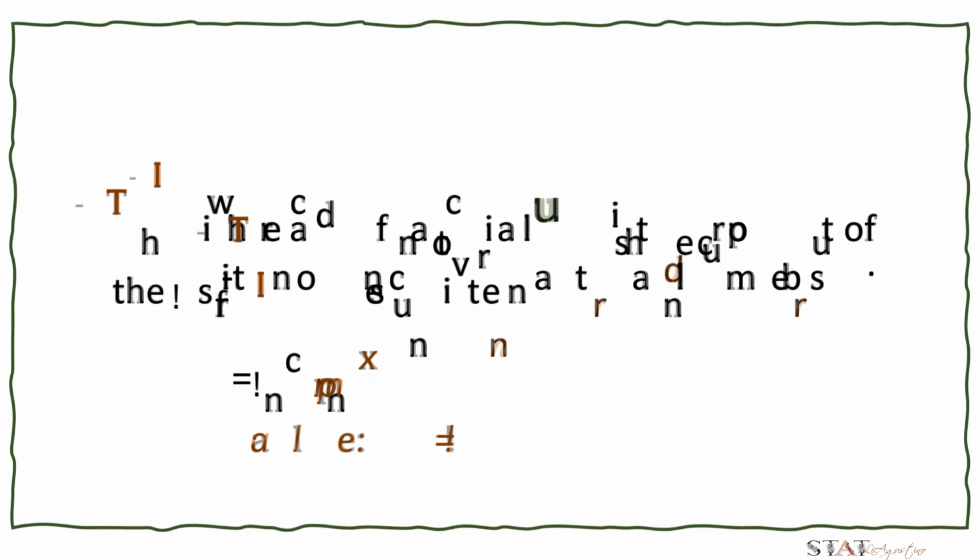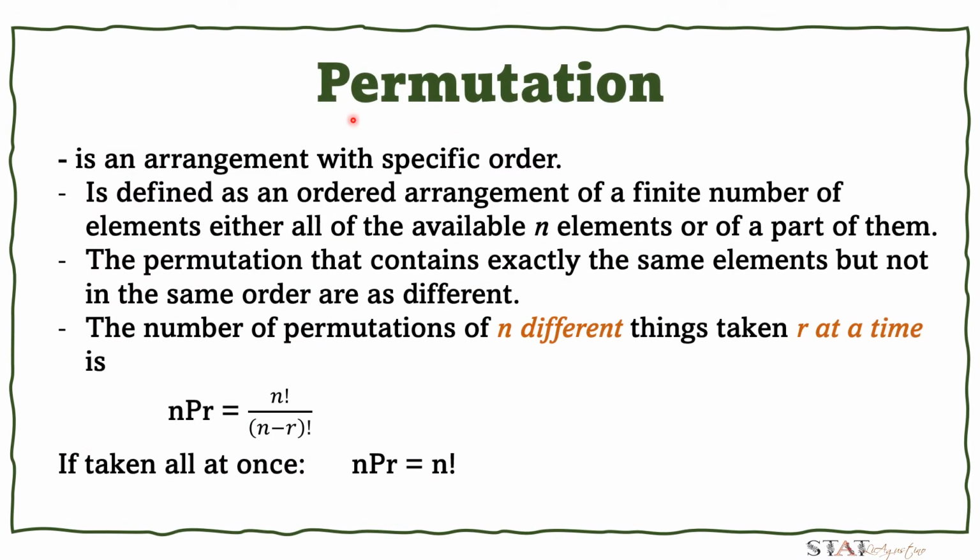Let's proceed to permutation. What is permutation? It is an arrangement with specific order. It is defined as an ordered arrangement with a finite number of elements, either all of the available n elements or a part of them. So the permutations that contain exactly the same elements but not in the same order are considered different.